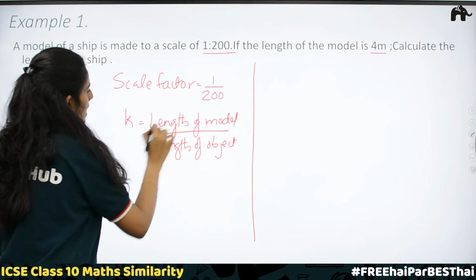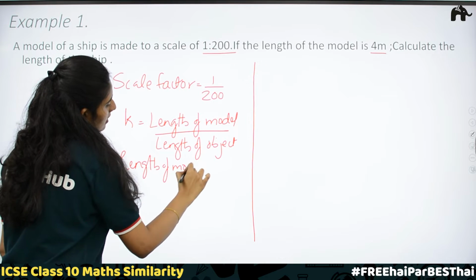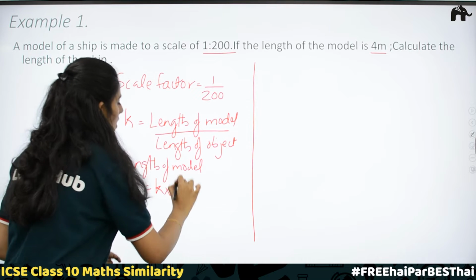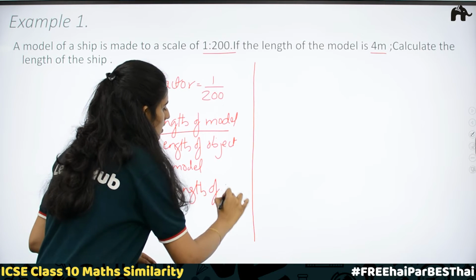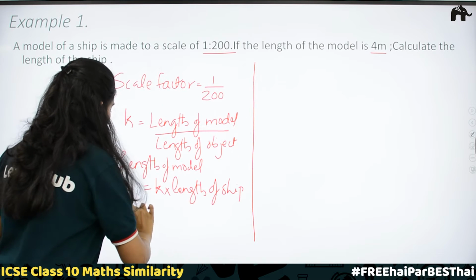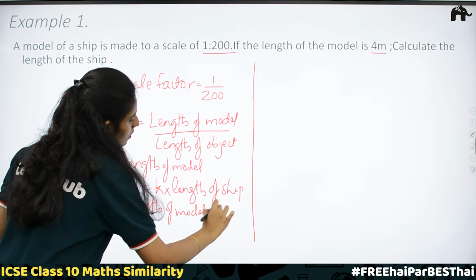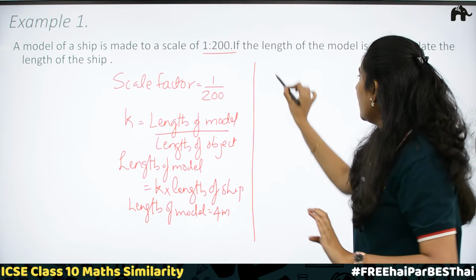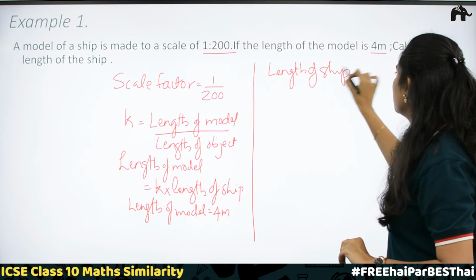Now, what is length of model then? Length of model will be equal to K, that is a scale factor, into length of the object. Here the object is a ship, length of ship. What is a given quantity? Given that the length of model is 4 meters. Length of model is equal to 4 meters. Okay, then we can find the length of ship. Yes, length of ship we need to find.